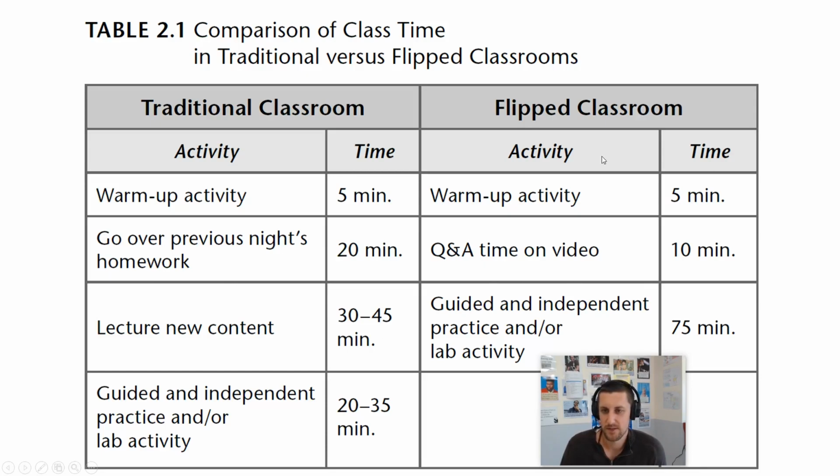So in a flipped classroom, the biggest difference is there's often a question and answer time. So the instructor will sort of open the floor for students to present any questions that they have on something that they are confused about. And then a huge chunk of the time, 75 minutes, is dedicated to some kind of guided or independent practice or lab activity. This was taken from a scholarly text about a chemistry course, but the same principles can be applied to foreign language learning or almost any other subject, really.